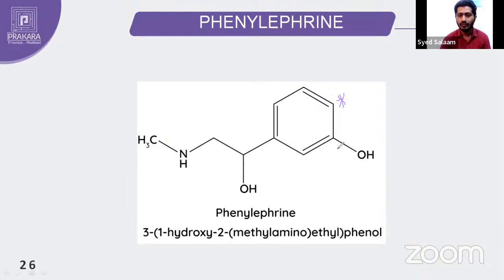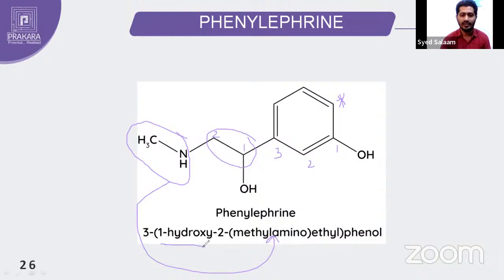Again, we are dealing with a phenol. So 1, 2, 3. On the third position, we are having 1-hydroxy, 2-methylamino ethyl. On the first position of the ethyl chain, we are having hydroxy, and on the second position, we are having methylamino. So on the third position of the phenol, you are having this whole linkage, because it is a 2-carbon ethyl. So 3-(1-hydroxy-2-methylaminoethyl)phenol.